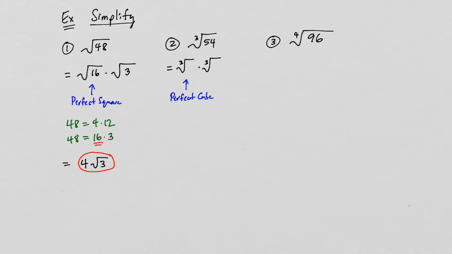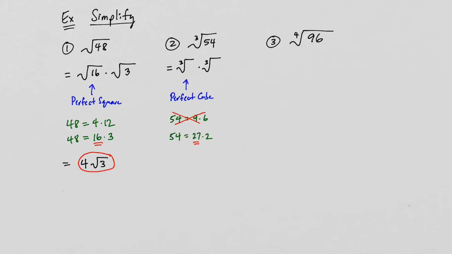Well, let's just brainstorm here. You probably know that 54 is 9 times 6, but this choice is no good. And the reason this is no good is because 9 is not a perfect cube. So this is not going to work. But we also know that 54 is 27 times 2. And 27 is a perfect cube.